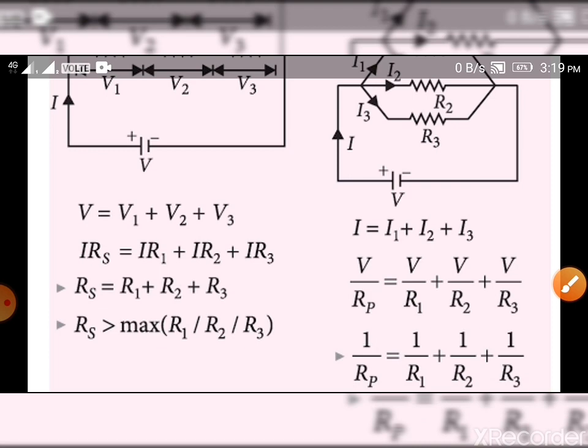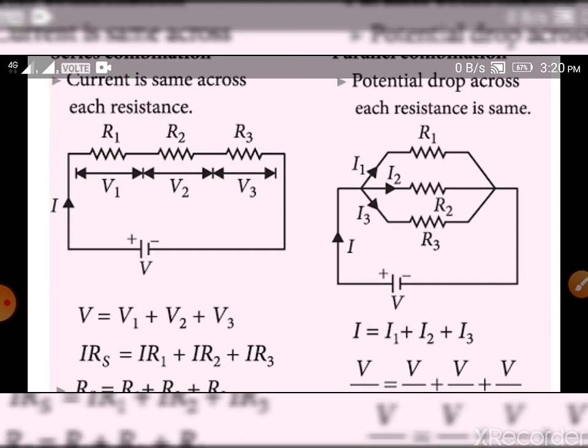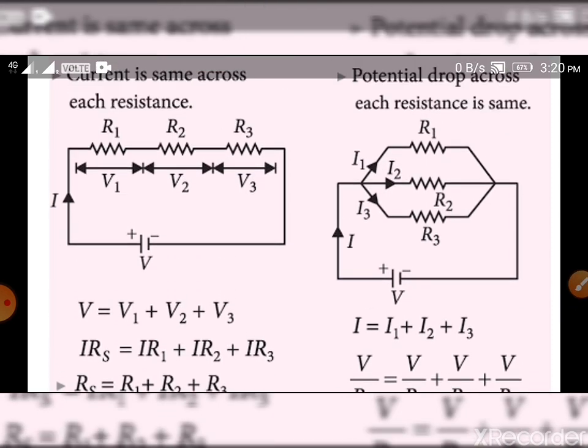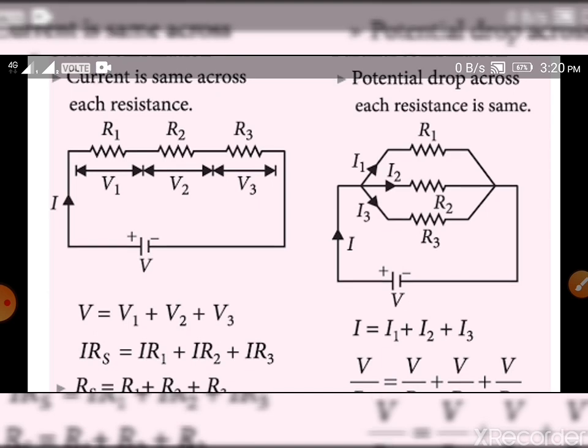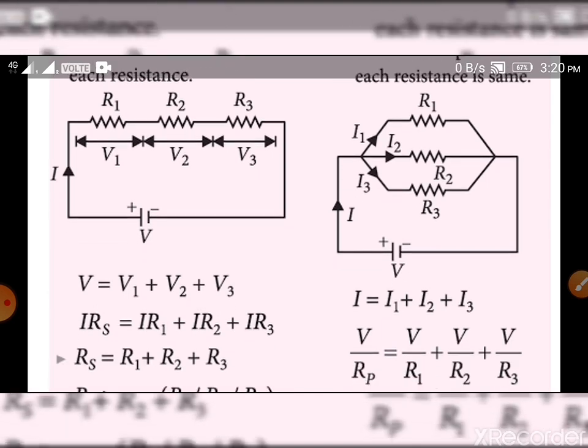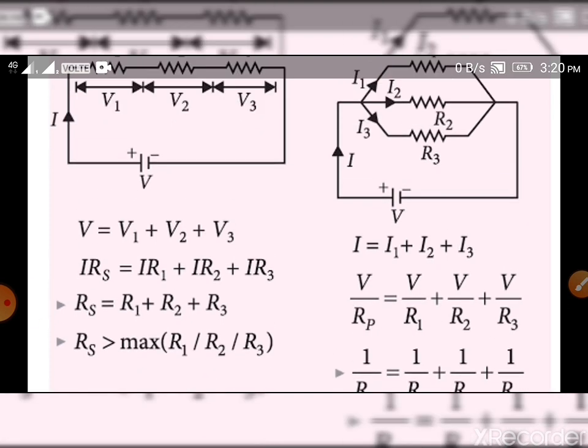Here we see that RS should be greater than any individual resistance. If you take 1 ohm, 2 ohm, 3 ohm as R1, R2, R3, the total resistance will be 1 plus 2 plus 3, so totally 6. It is higher than the largest resistance connected in the series. So this is the series connection.